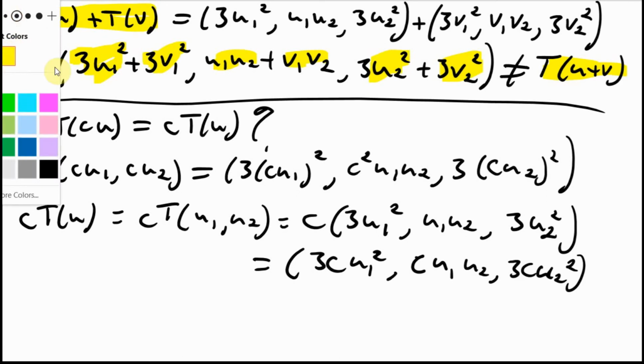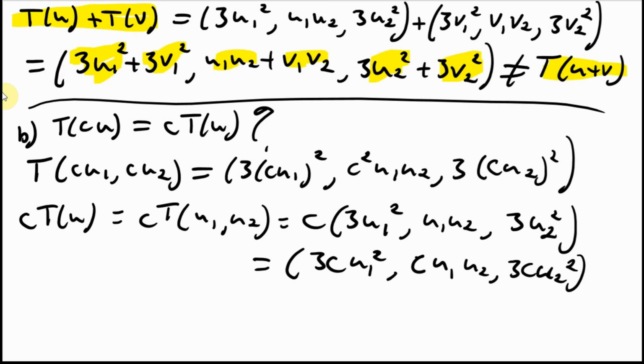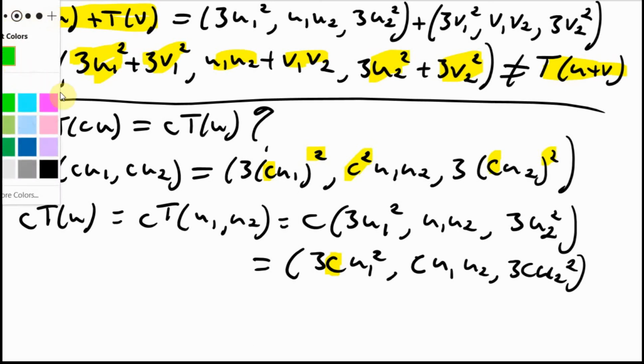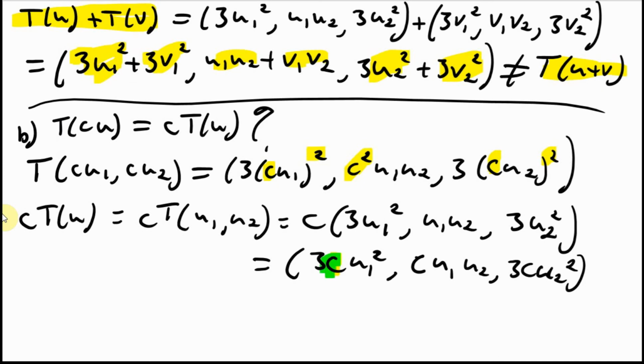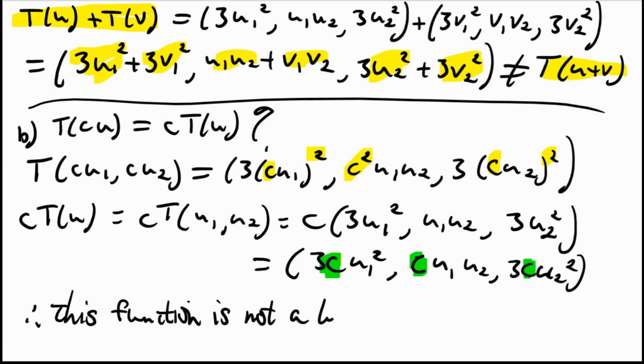So here, for the T of Cu, for the first term we get a C squared, right? But we only get just one C here. And for the first term, we get the C squared, basically, and we don't get C squared for the C times T of U. So C is just of the first degree, right? So we conclude here that this function is not a linear transformation. Okay.